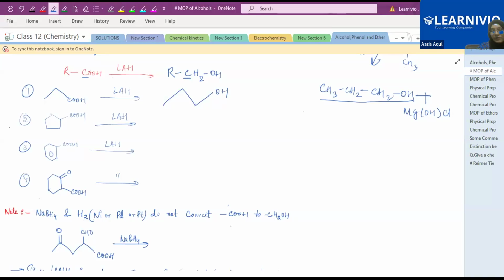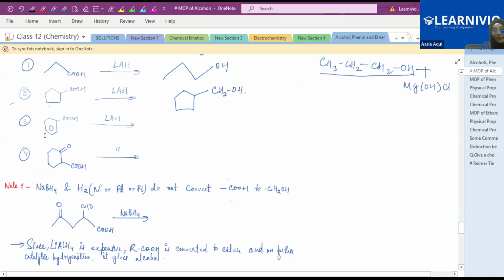Next one. What will be the product in this case? We should replace COOH by CH2OH. Yes. So this is a cyclopentanoic acid. So you will draw the cyclic structure, and here you will write CH2OH. Okay, next one. Benzene, then in place of COOH, CH2OH. Yeah, CH2OH.